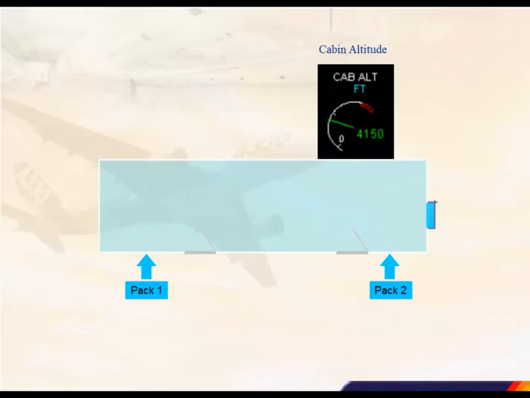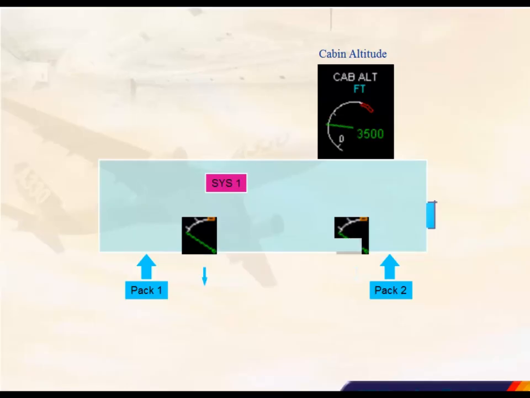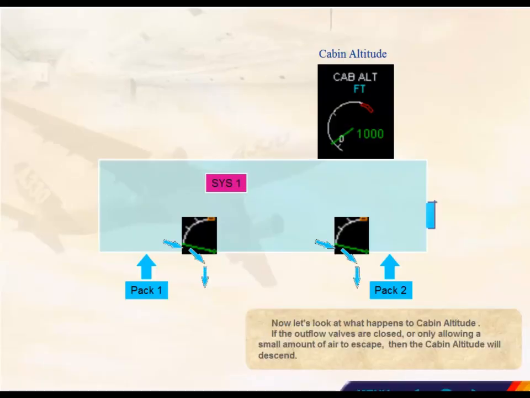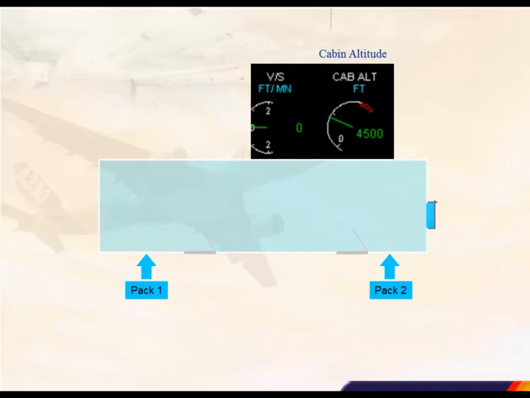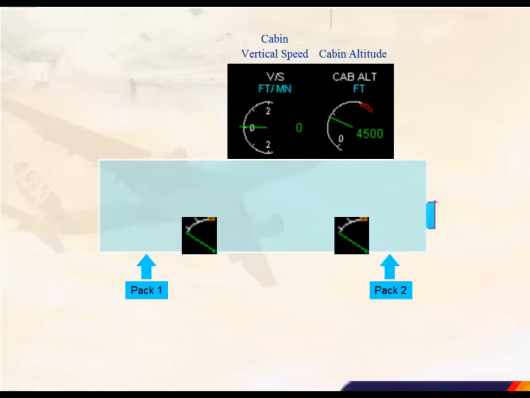Now let's look at what happens to cabin altitude. If the outflow valves are closed, or only allowing a small amount of air to escape, then the cabin altitude will descend. We can also see what the cabin is doing by referring to the vertical speed. When the outflow valves close, the cabin altitude will decrease with a negative vertical speed.